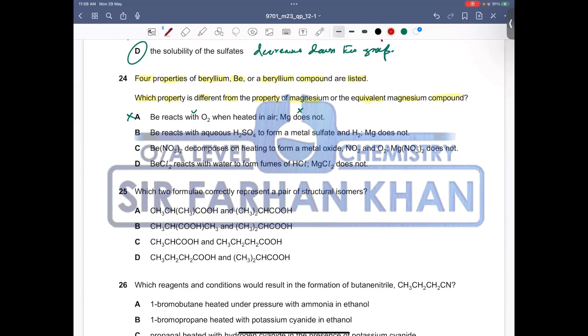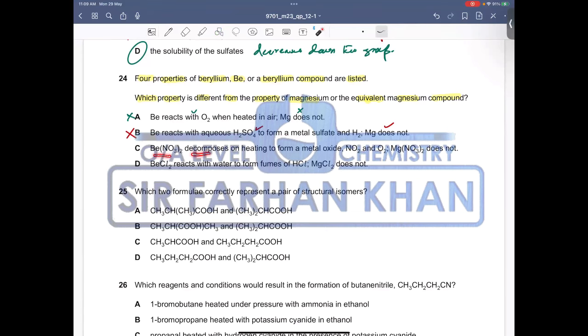Beryllium reacts with aqueous H2SO4 to form a metal sulfate and hydrogen gas. That's right. Magnesium does not. But magnesium can also react with acid to form salt and hydrogen gas, which means B is also incorrect.